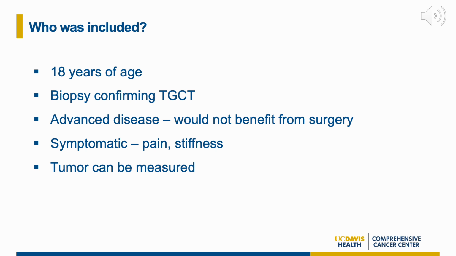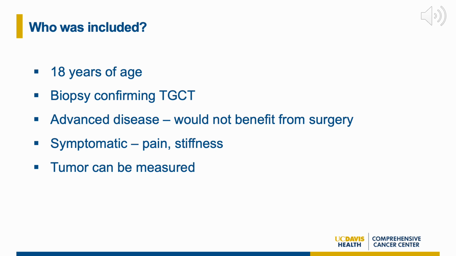So in this trial, who was included? So to be included in Enliven, you had to be at least 18. You had to have a biopsy that showed you had TGCT, and then you had to have advanced disease, okay? Meaning that you either couldn't get a surgery, or if you had a surgery, it would actually be worse than having the disease itself, right? The complications of the surgery.